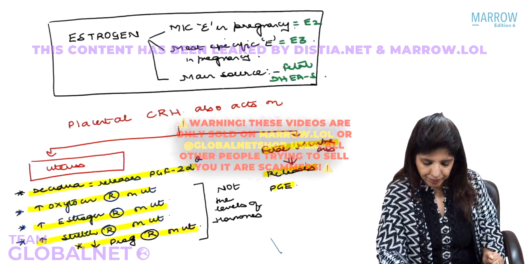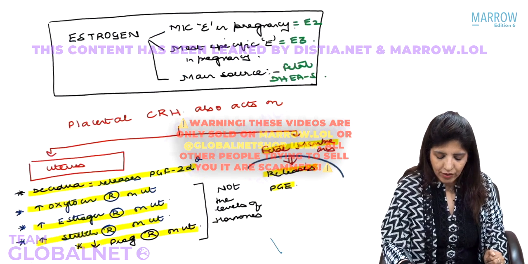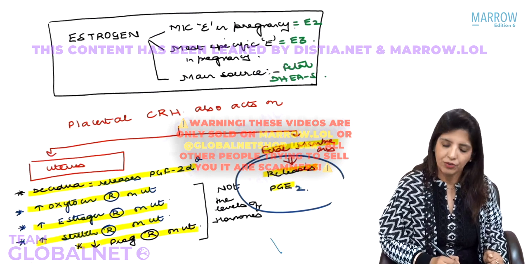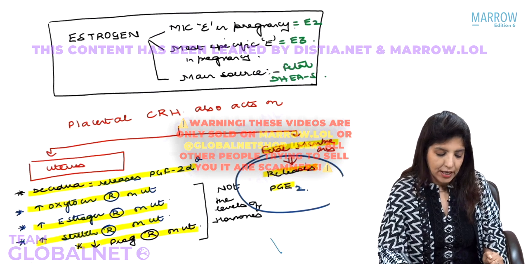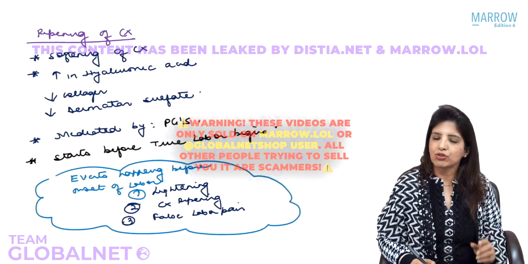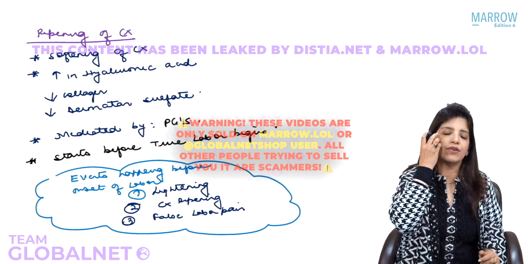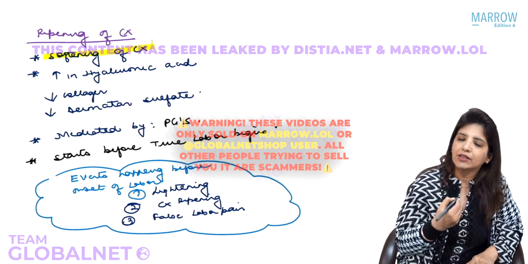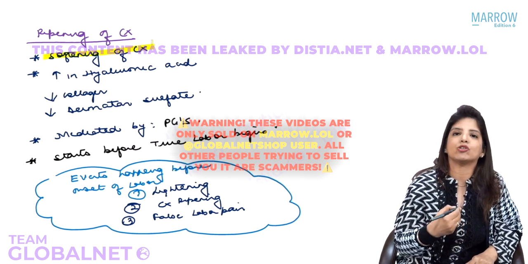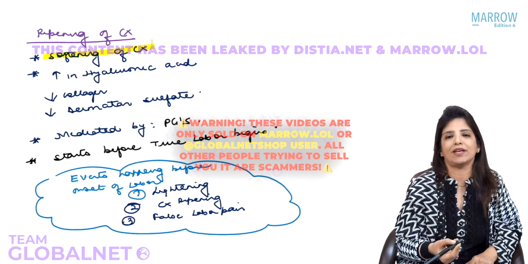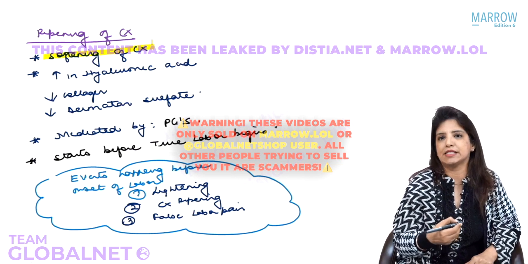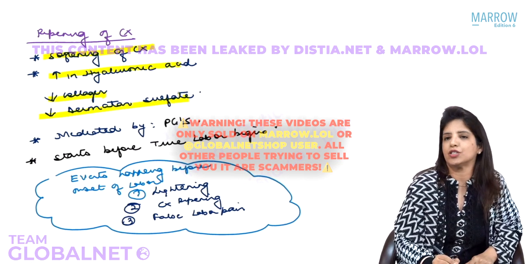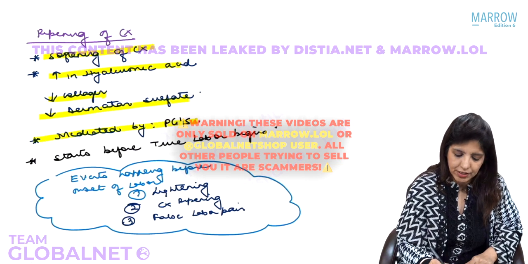Now over here, if I ask you, in fetal membranes, which is the main prostaglandin? It is PGE2, right? So please write that also. Now, let's talk a little bit more about ripening of the cervix. Ripening of the cervix, as I told you, means softening of the cervix. And at the time of ripening, the collagen content of the cervix is decreasing, dermatan sulfate is decreasing, and hyaluronic acid is increasing. And all these changes are mediated by prostaglandins.